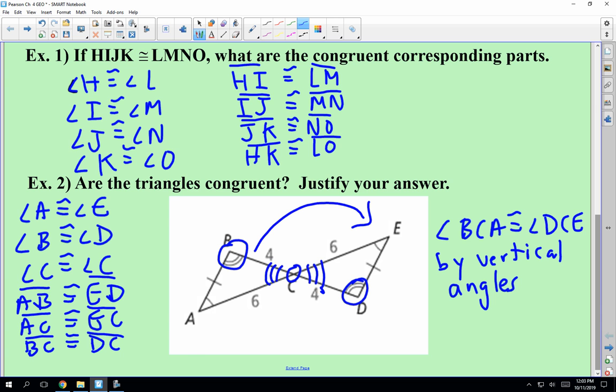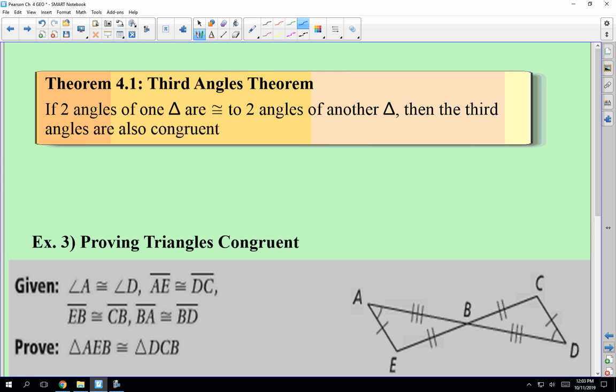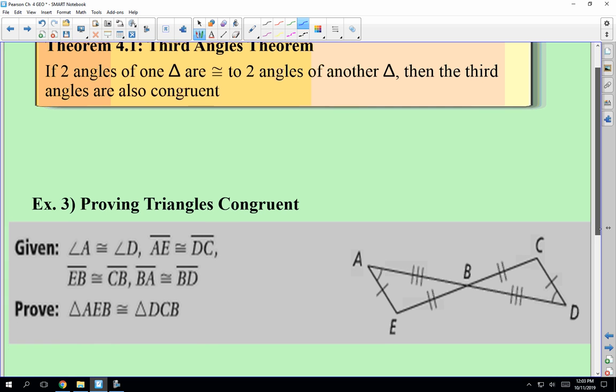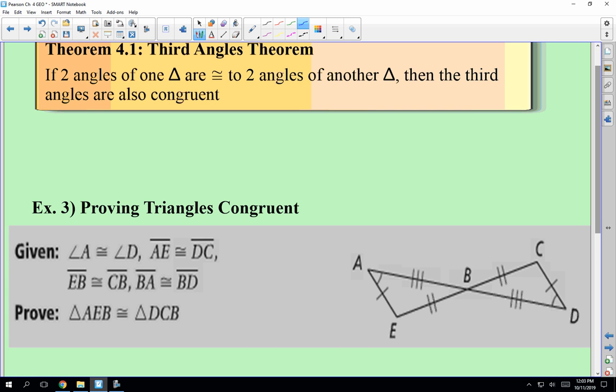All right. This is called the third angles theorem here. Third angles theorem says that if 2 angles of one triangle are congruent to 2 angles of another triangle, then the third angles are also congruent. That goes back to the idea of the sum of the 3 angles inside any triangle are 180. So if 2 angles in one triangle are equal to 2 angles in the other, the third one's already determined by that theorem. They have to add up to 180.